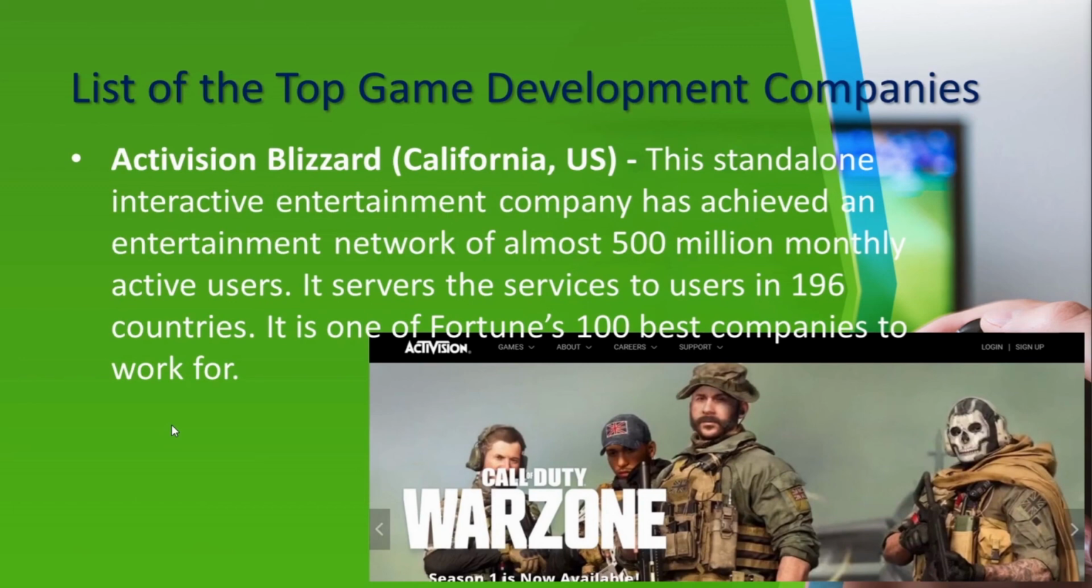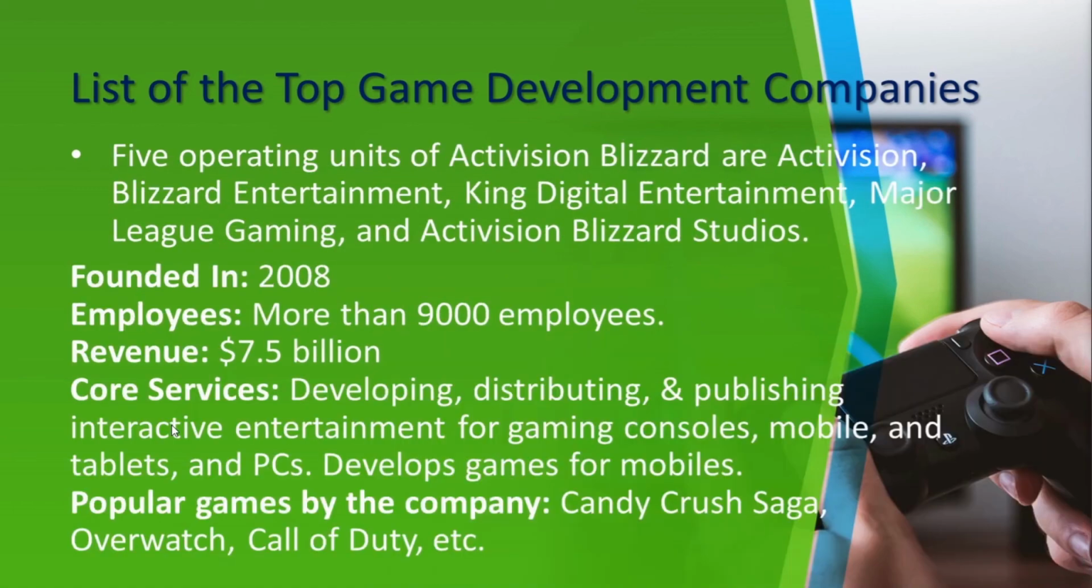So this standalone interactive company has achieved an entertainment network of almost 500 million monthly active users. It serves users in 196 countries. It is one of Fortune's 100 best companies to work for. So 5 operating units of Activision Blizzard are Activision, Blizzard Entertainment, King Digital Entertainment, Major League Gaming, and Activision Blizzard Studios. So it was founded in 2008 and has more than 9,000 employees. So its revenue will be $7.5 billion.